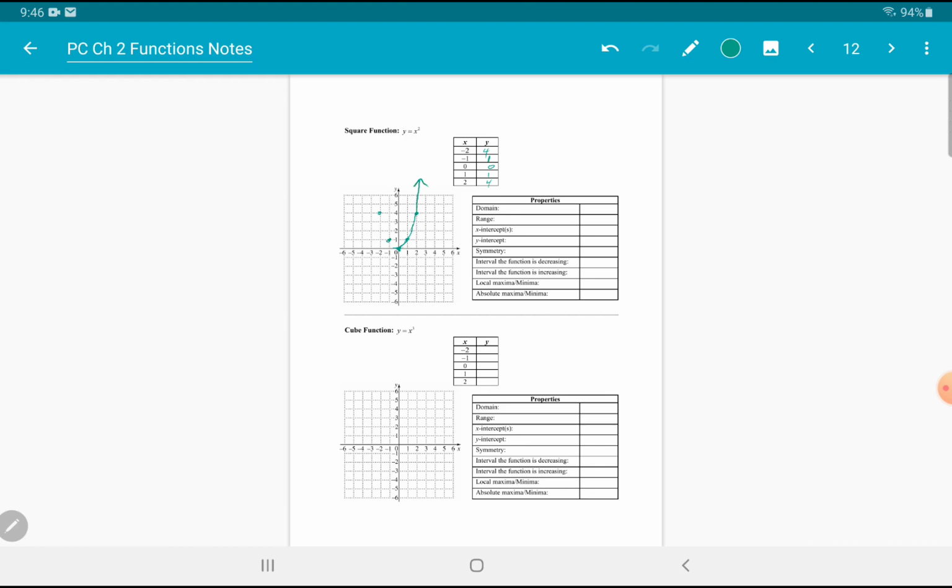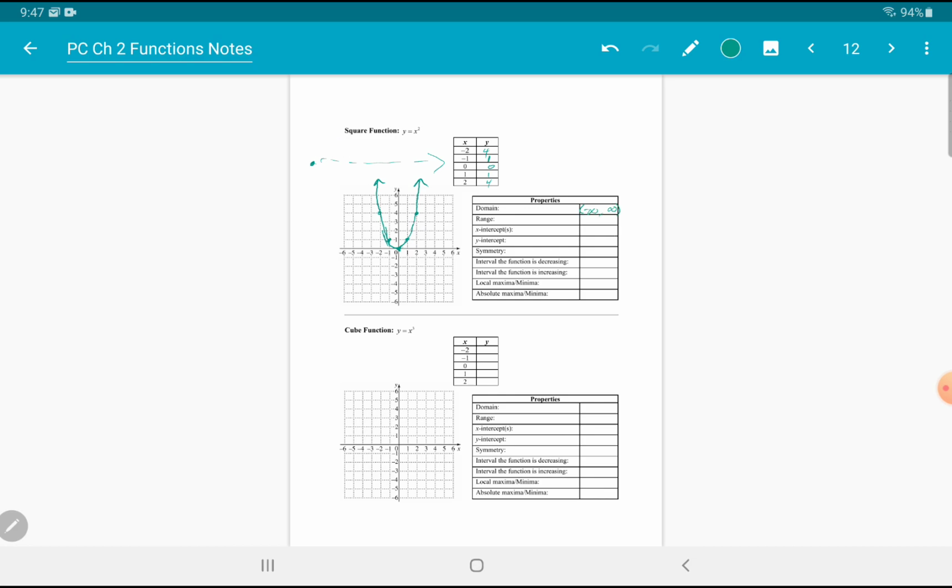Sorry, it's kind of hard to draw on this. Here we go. So there's our parabola. Just make it a little bit cleaner. All right, there we go. So let's look at the different characteristics of the square function. In terms of the domain, what are all the possible x values? Well, the x values start way over here, at negative infinity, and it works its way over to positive infinity.